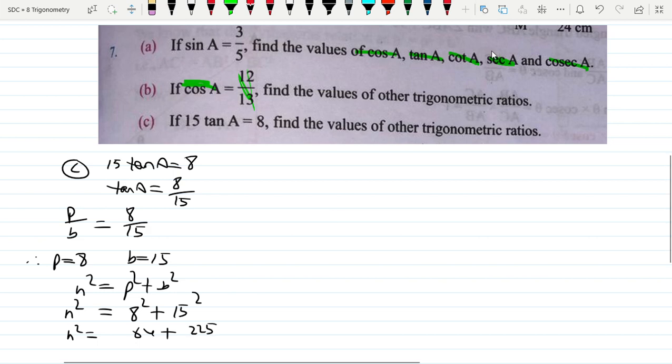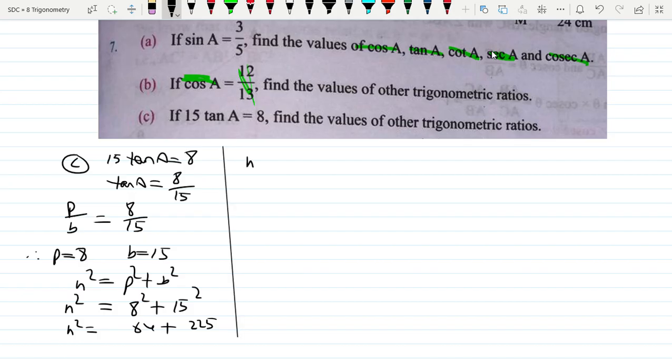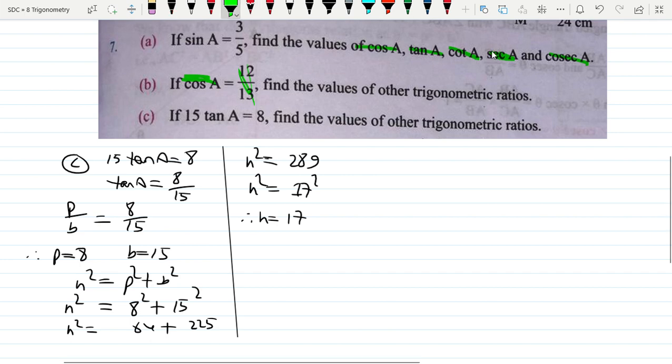And now we go for the next step. So h square is equal to 64 plus 225, that we get 289. What is the square root? Is it a square number? Square root of 289 is 17. So let's make 289 as 17 square. As squares are same, we can say their bases are equal. So we can find hypotenuse equal to 17. And after finding hypotenuse 17, we have found all three sides of the triangle. Perpendicular and base were already given, hypotenuse we just found. And now we can find the values of remaining ratios.